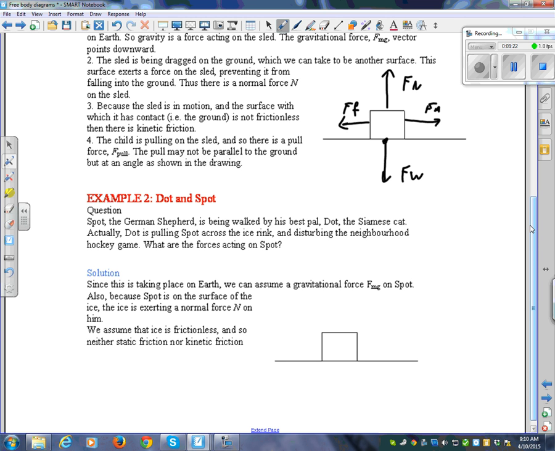Example number 2, Dot and Spot. Spot the German Shepherd is being walked by his best pal Dot the Siamese cat. I didn't make this stuff up. Actually, Dot is pulling Spot across the ice rink and disturbing the neighborhood hockey game. What are the forces acting on Spot?